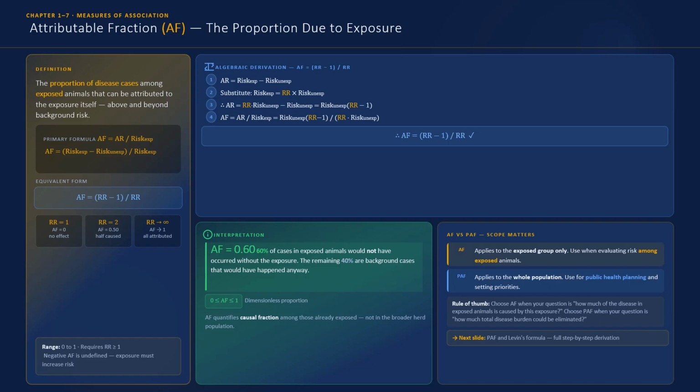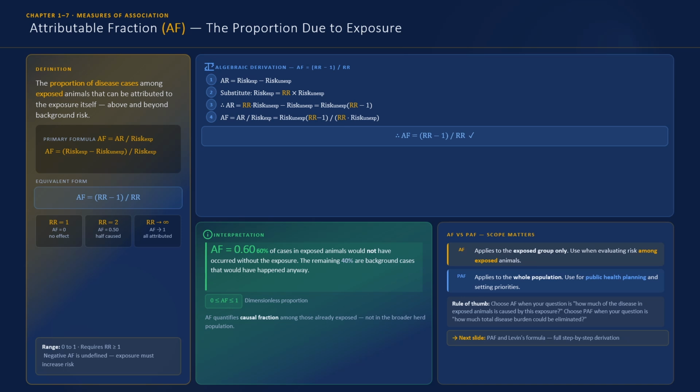Start with attributable risk equals risk in exposed minus risk in unexposed. Substitute risk in exposed equals risk ratio times risk in unexposed. That gives attributable risk equals risk in the unexposed times the quantity risk ratio minus 1. Now divide attributable risk by risk in the exposed, which is risk ratio times risk in the unexposed. The risk unexposed terms cancel and you're left with risk ratio minus 1 over risk ratio.